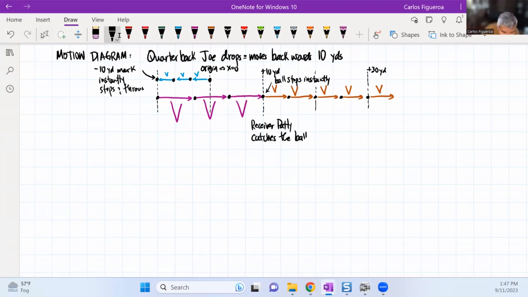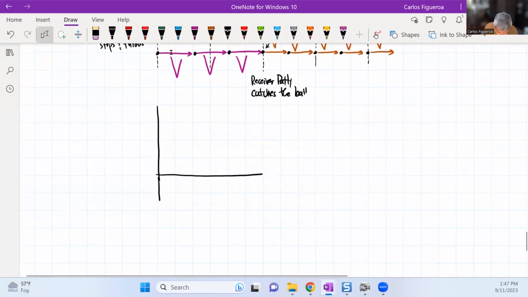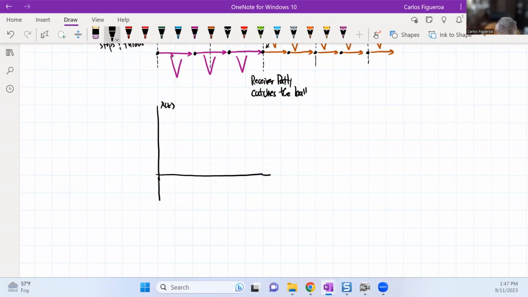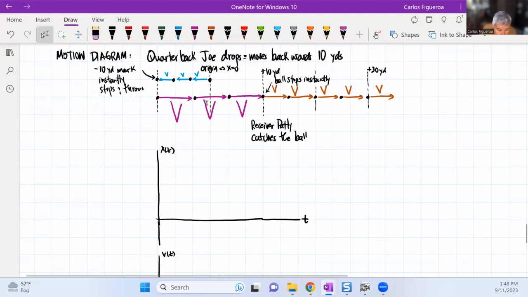So here's my two graphs. There's my position. I might have to scale these, I don't know. Let me move this all the way over here just in case. And then here's my velocity right here. Okay, so here I go. Look at that motion diagram. That ball is going negative.